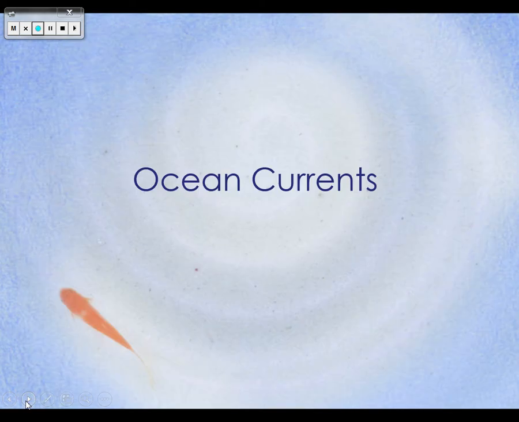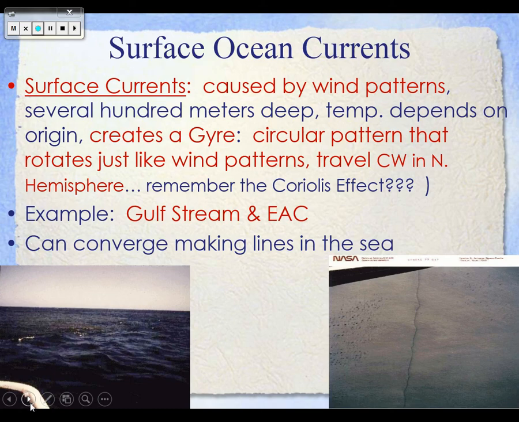Okay, ocean currents. I think it's 3 slides long. A surface current is caused by wind patterns. They can be several hundred meters deep, and their temperature depends on where they came from. If your current is coming from the poles, it's going to be cold water. If it's coming from the equator, it's going to be warm water.